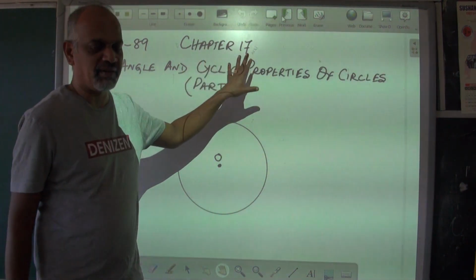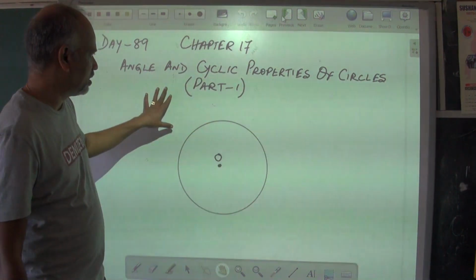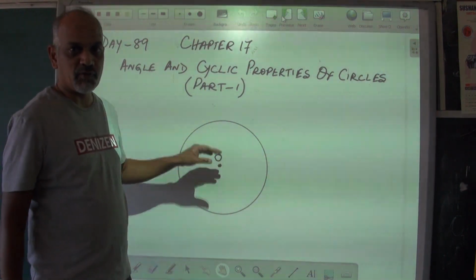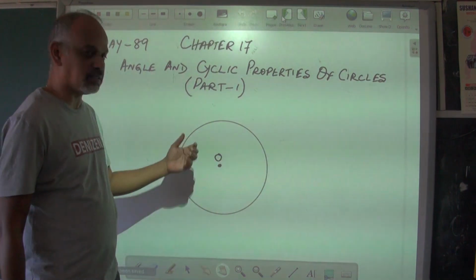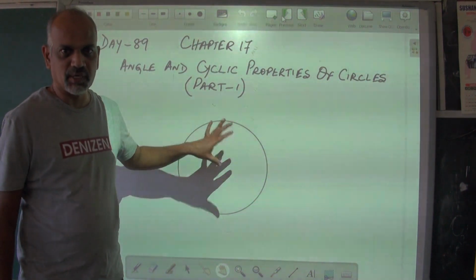This is chapter number 17. It's about angle and cyclic properties of circles. Now, before we actually go to the properties of circles, there are a few things that you have to know about a circle.